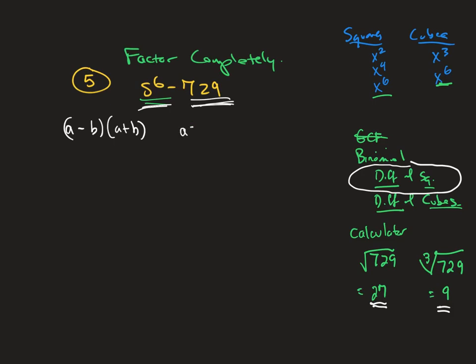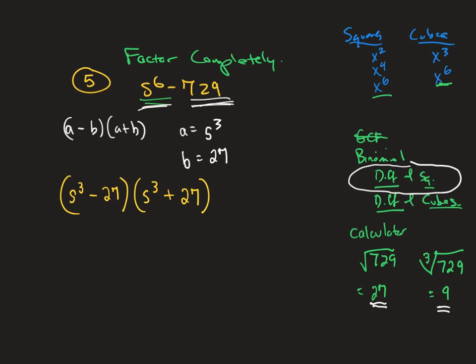So a is going to be the square root of s to the sixth. So you basically just want to half that exponent. So s to the third. And then b, the square root of 729, which we found out over here was 27. Okay, so we're going to do a minus b, a plus b. And then a plus b.